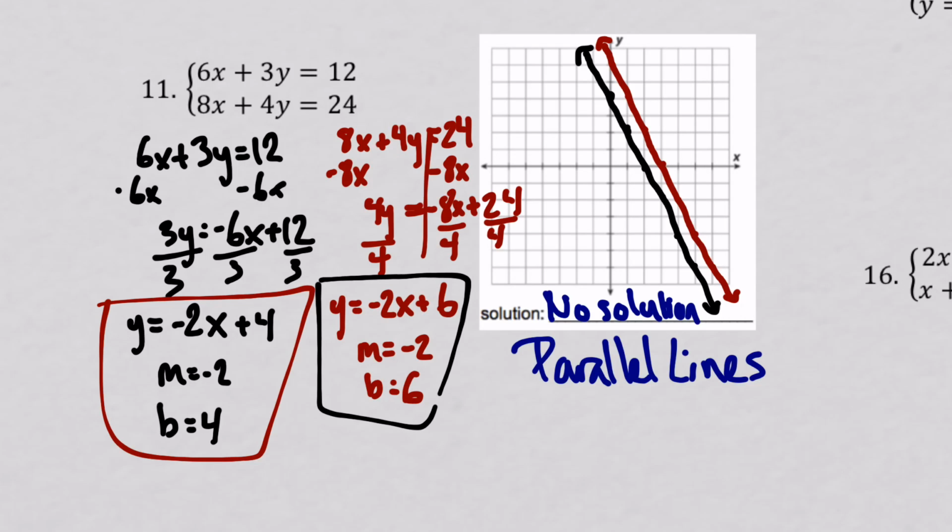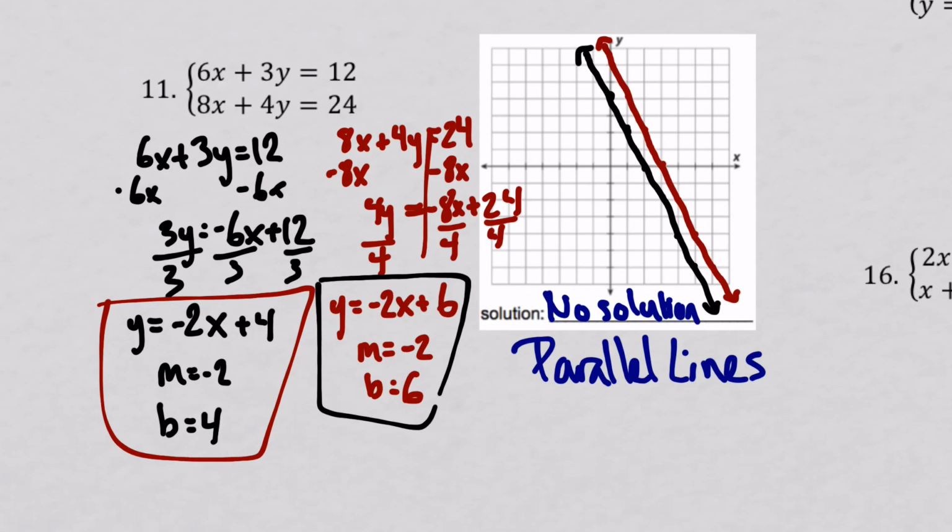Okay, so here's the correct solution for number 11. You take the first equation, it turns into y equals negative 2x plus 4 in slope-intercept form. So the slope is negative 2 and the y-intercept is 4. The other equation turns into y equals negative 2x plus 6 in slope-intercept form. So the slope is negative 2 and the y-intercept is 6.